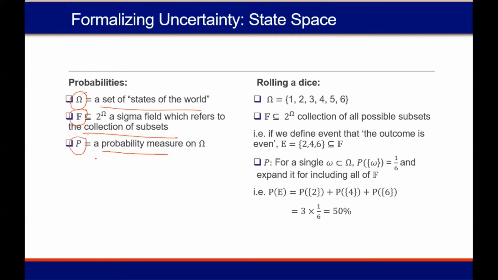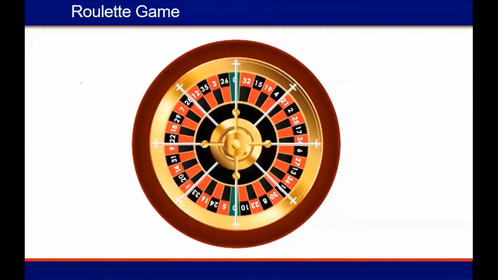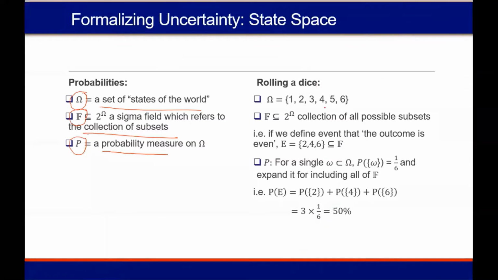So if I ask you, and it has been asked to you many times in your statistics class, if you roll a dice, what is the omega? That means there are six possible outcomes, which have been written here. And if you collect all possible events, that means it can be the event of all odd numbers or the event of all even numbers. You can include all of the events with double-struck F.